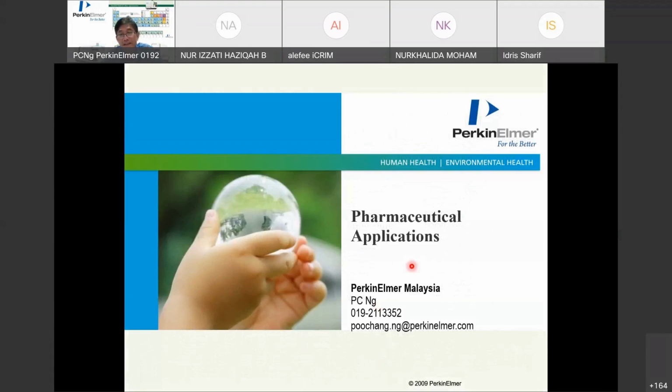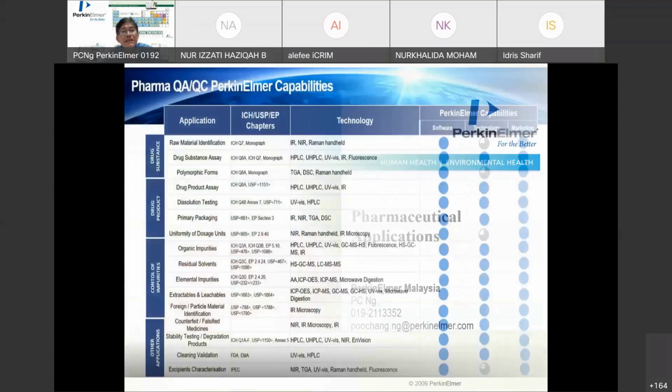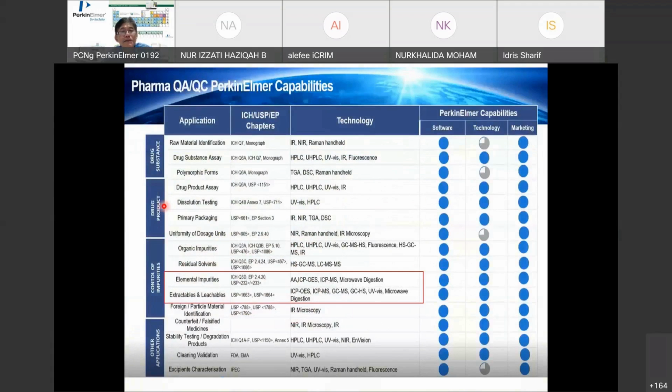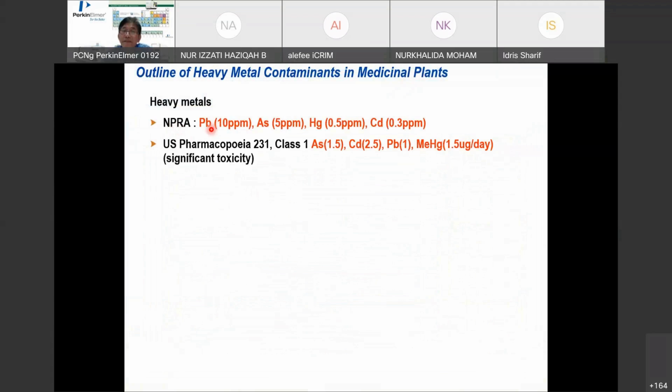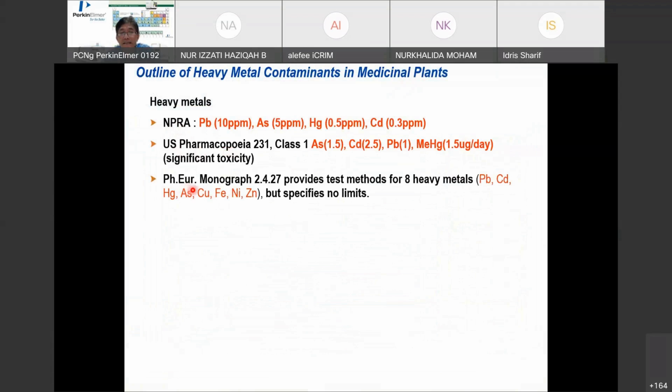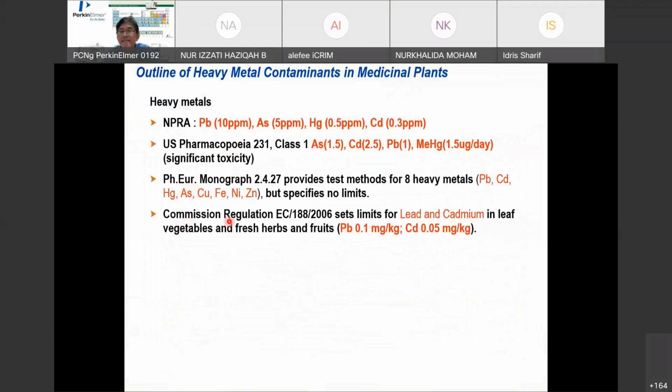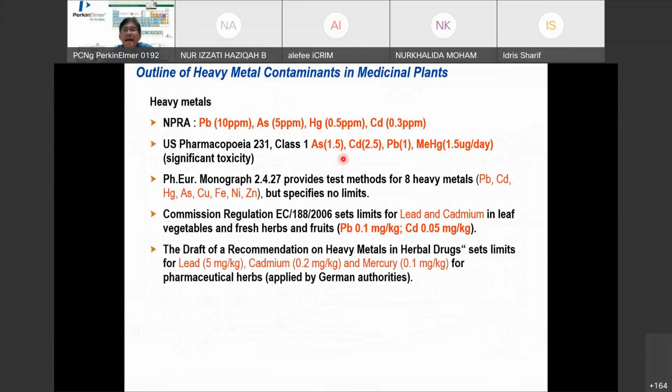So now we move into pharmaceutical. Look into it, pharmaceutical involves a lot of instruments, so I only look into elemental analysis. Elemental analysis, for example, this is all the regulation from Malaysia. I mean the US Pharmacopoeia, this is the European monograph, and a comparison. Basically, we are talking about lead, arsenic, cadmium, and mercury.